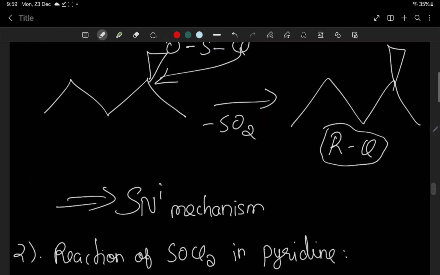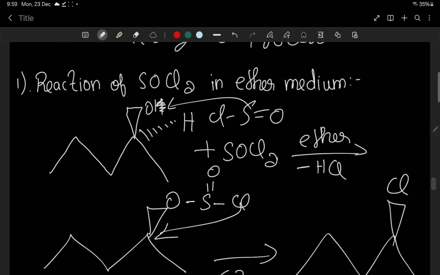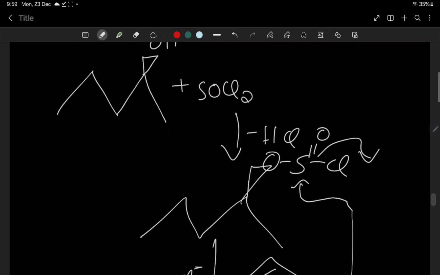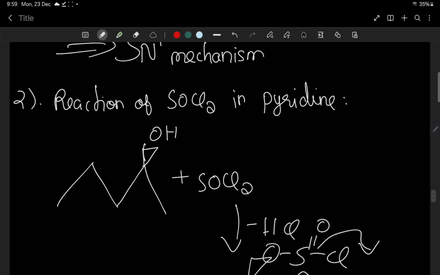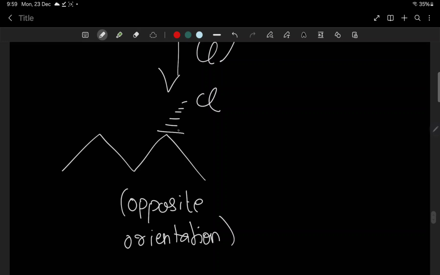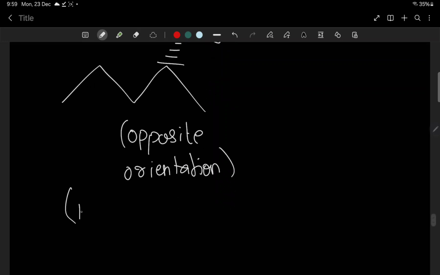Look, here we had wedge orientation, now we have dash orientation. For the above mechanism, OH was in wedge orientation, and RCl also had wedge orientation. But here OH had wedge orientation in the pyridine medium, but the product has dash orientation, or the opposite orientation. That's an inverted product. We get an inverted product. That's a speciality of this reaction.